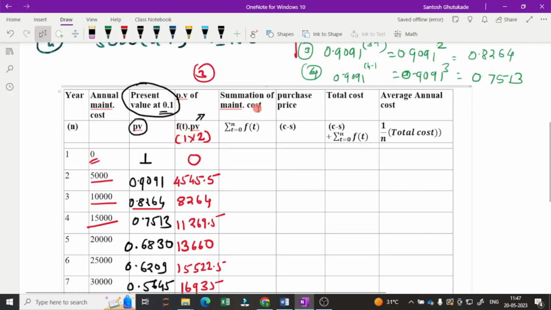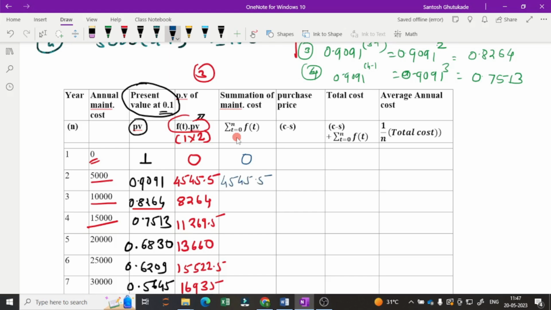Then we take the summation of the maintenance cost, so we can say the cumulative maintenance cost. Here we are calculating the maintenance cost cumulatively. For the first it will be 0, then 0 plus 4545.5 gives 4545.5, then 4545.5 plus 8264, so that will become 12,809.5.